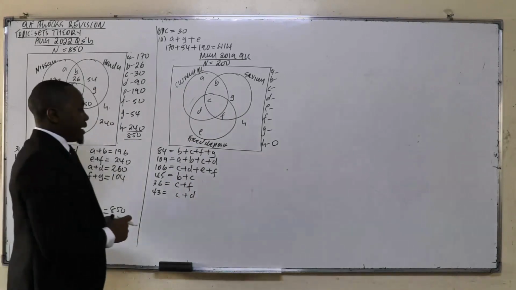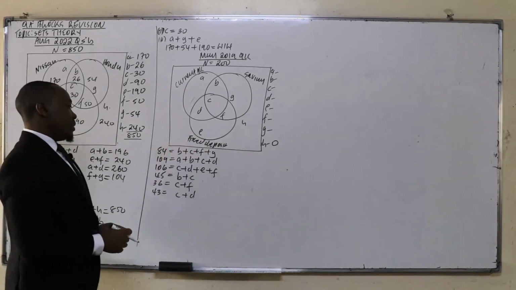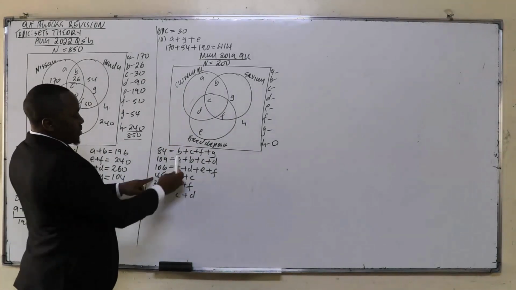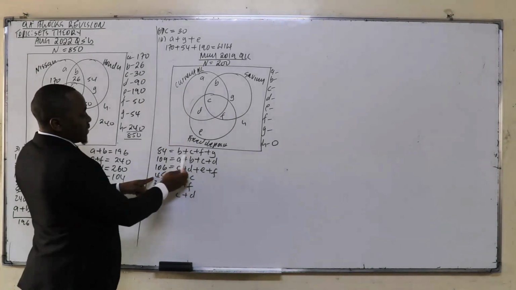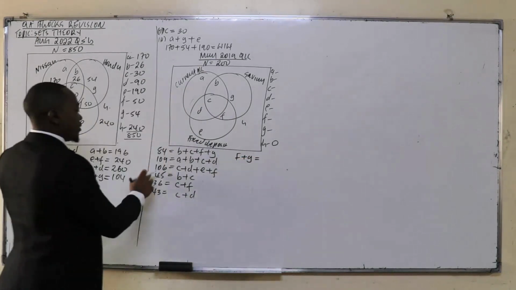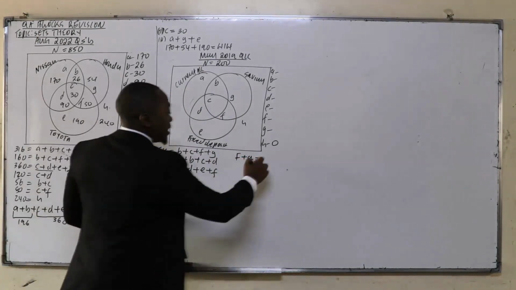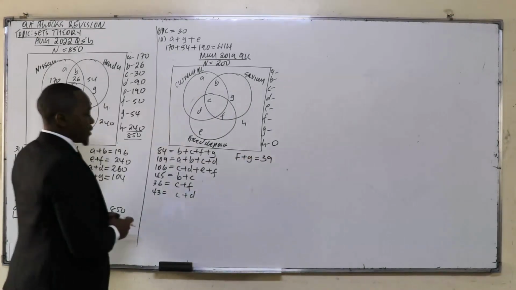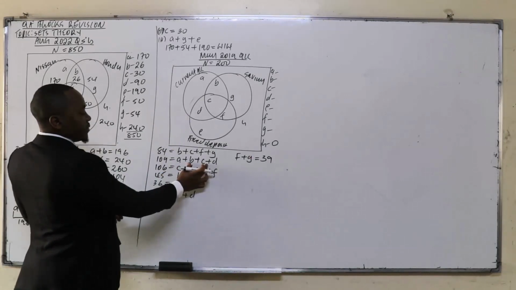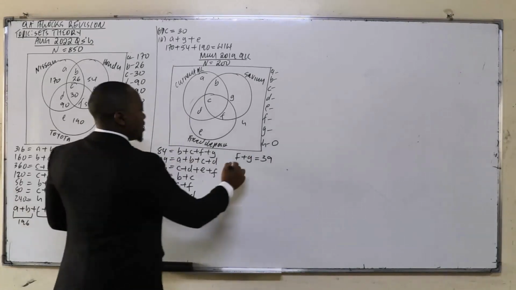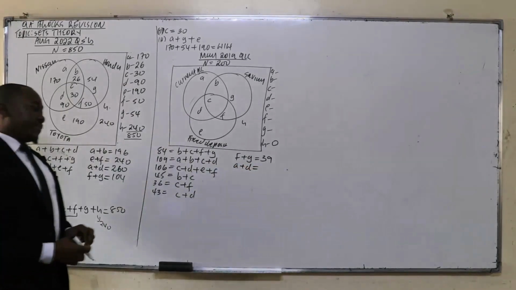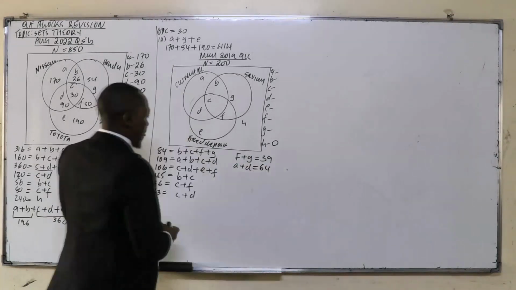So now we crack the numbers. We don't have any specific number here, but we can crack. BC is 45. If BC is 45, that means you can get F and G. So F and G is 84 minus 45. That's 39. BC is 45, so therefore you can get A and D. To get A and D, you take 109 minus 45. Get 64.